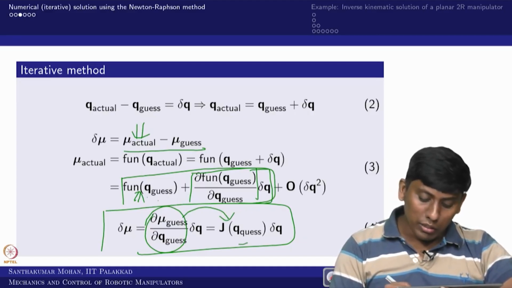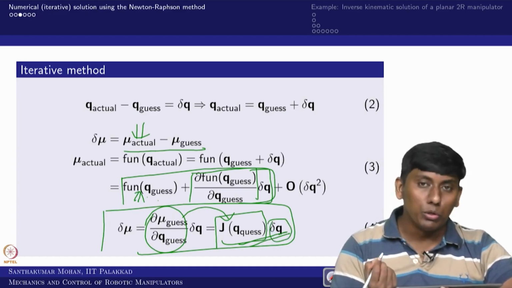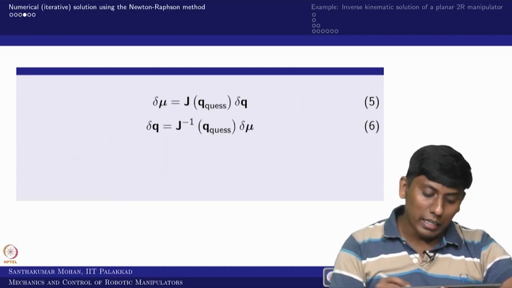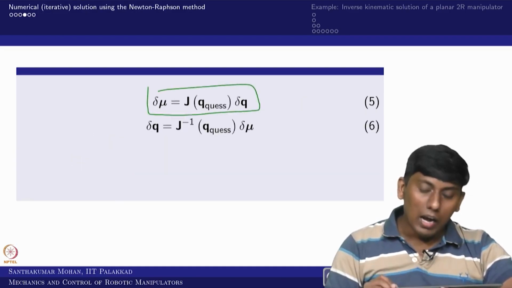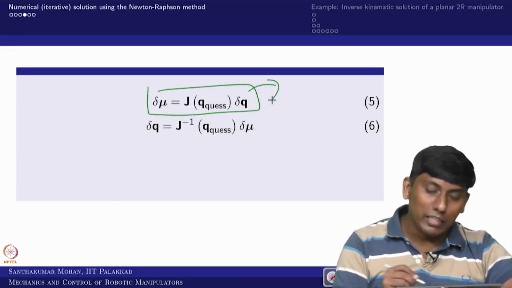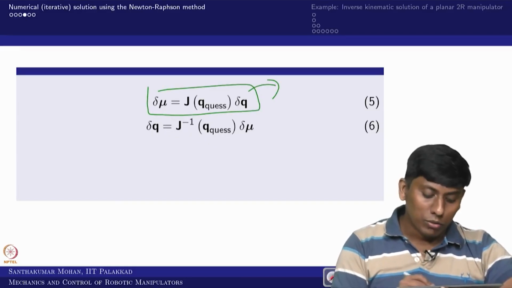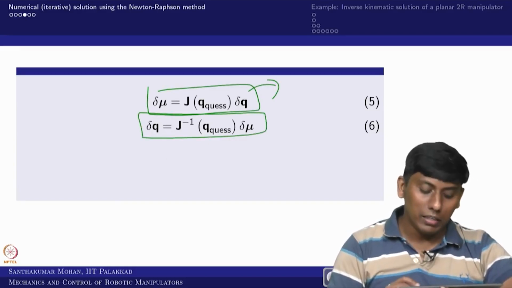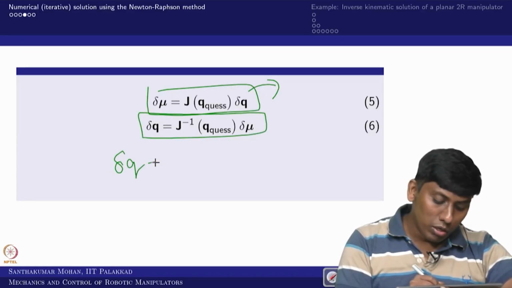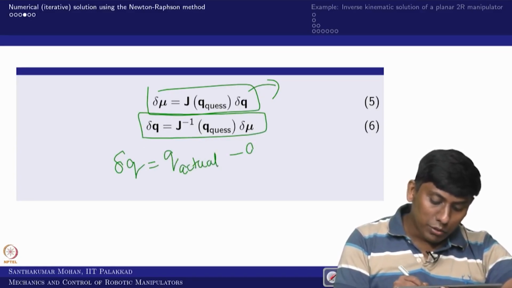Okay. So now in that sense, we end up with a matrix multiplied with the error, but this error we don't know, right. So we are rewriting this equation, and we are rewriting this delta q in the form of this. So now what you have is this, right. So now this delta q is what? This is q actual minus q guess, right.